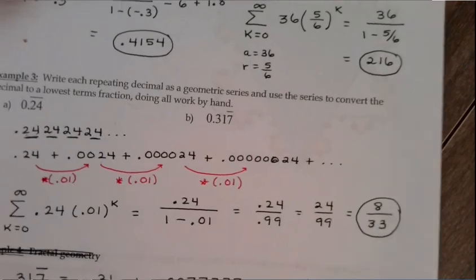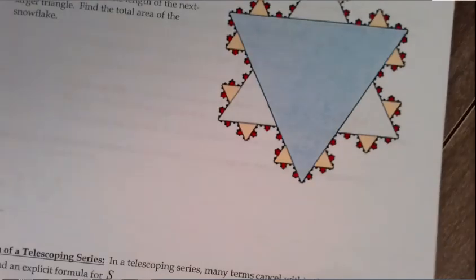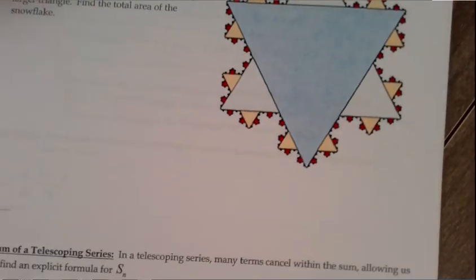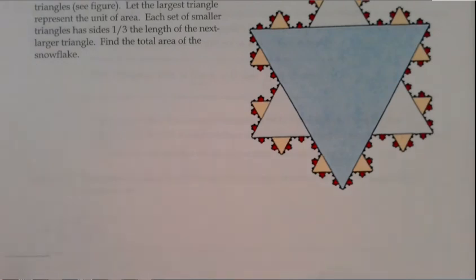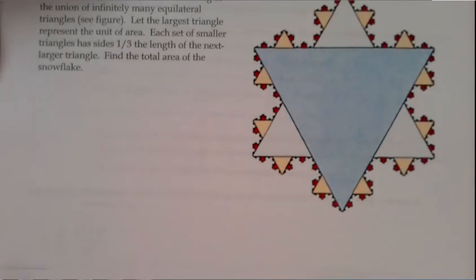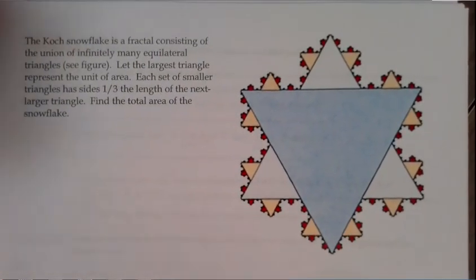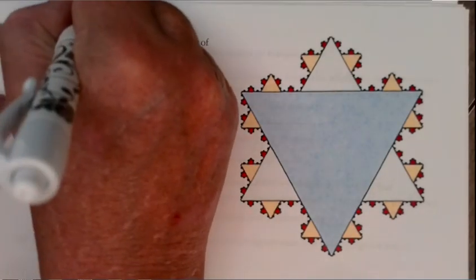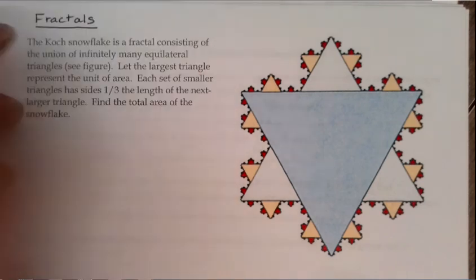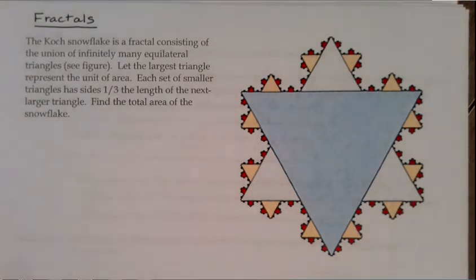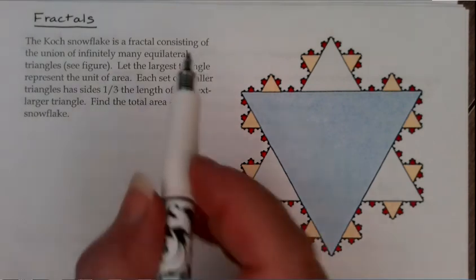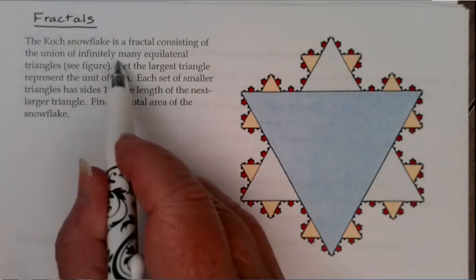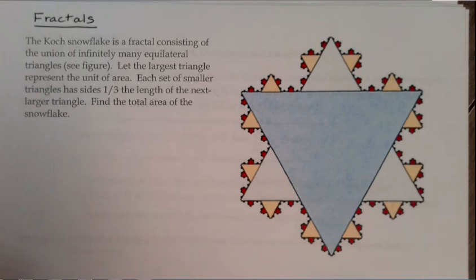The second one that we're going to take a look at is a fractal. You may have heard of fractals before. Fractals are just geometric shapes that essentially repeat themselves in a smaller and smaller format. So what we've got here is what's called the Koch snowflake. It's a fractal consisting of the union of infinitely many equilateral triangles, as shown in this figure.